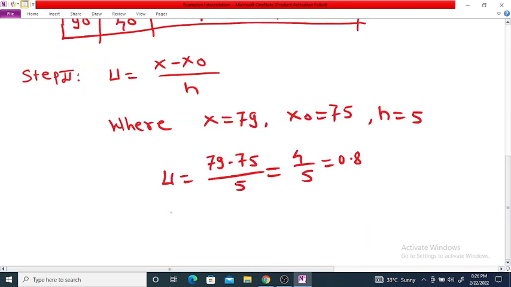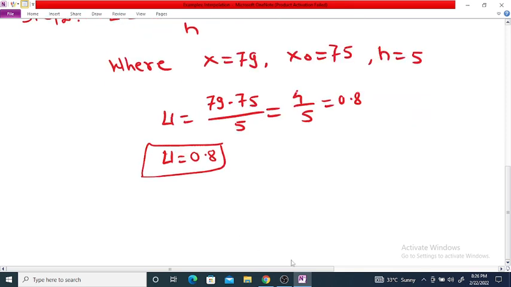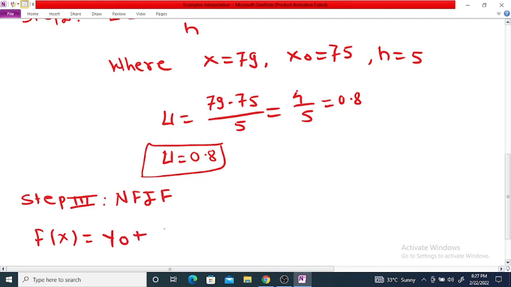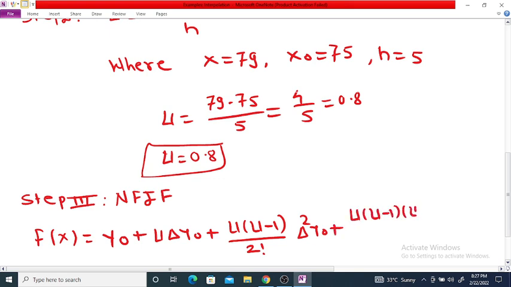Now step number 3, here u is equal to 0.8. The Newton forward interpolation formula is f of x is equal to y0 plus u delta y0 plus u into u minus 1 divided by 2 factorial delta square y0 plus u into u minus 1 into u minus 2 divided by 3 factorial into delta cube y0.